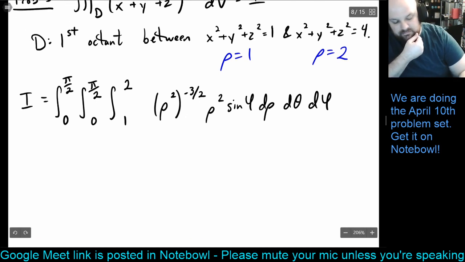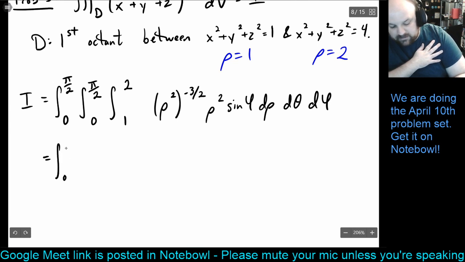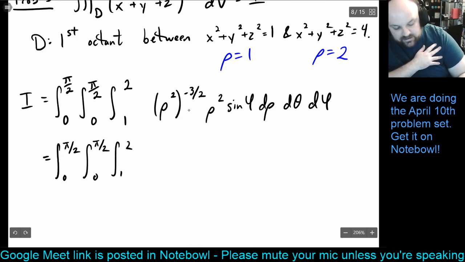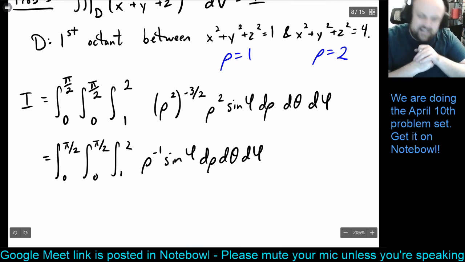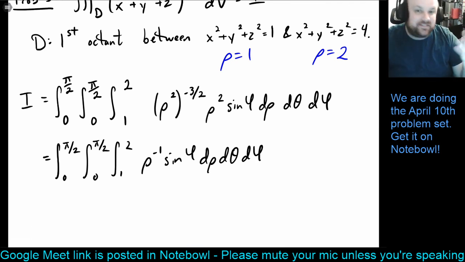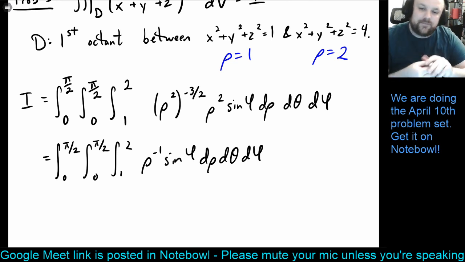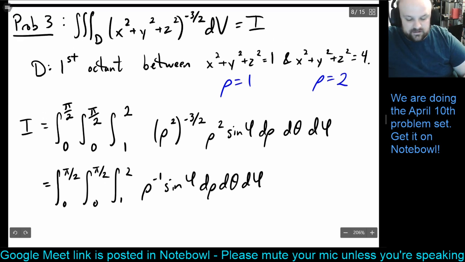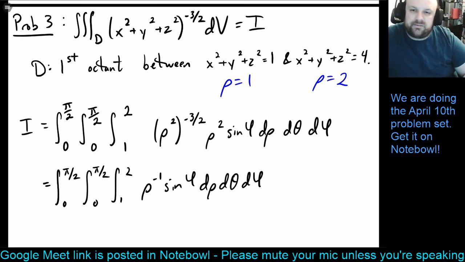I'll do the step of simplifying what the integrand looks like. So this is going to be rho to the negative 3 times rho squared. So it'll simplify to something like this. And at this point, it's just, all right, here's a triple integral. Go ahead and compute that. So there's nothing too special going on here. So any questions about this one at all?